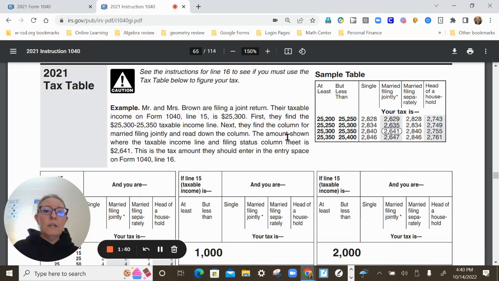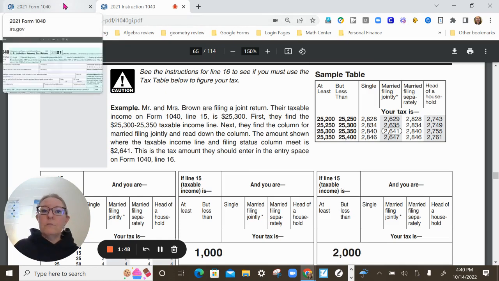If you do not use TurboTax, you do have to use a tax table. And it's important for you guys just to understand where all the information comes from, even if you use TurboTax software, or the IRS has a free file program that you can use straight from irs.gov. And that's a really good way to file your taxes.